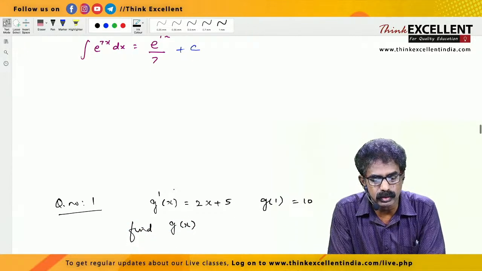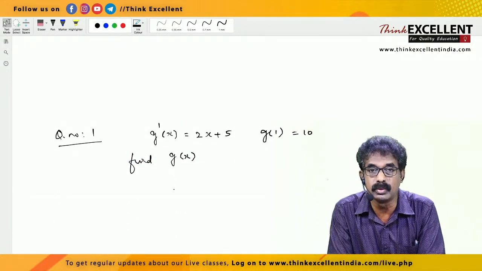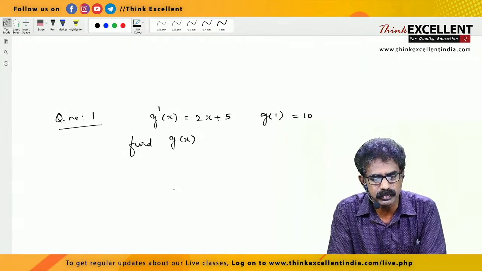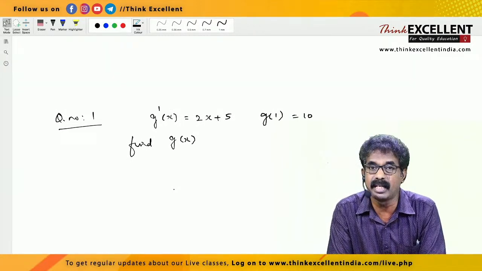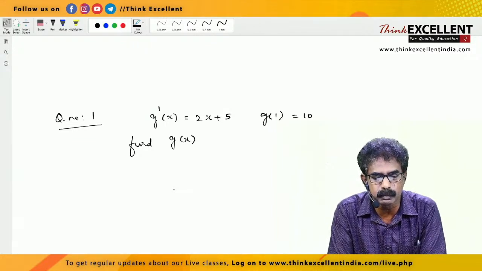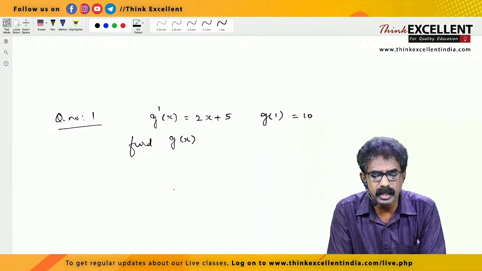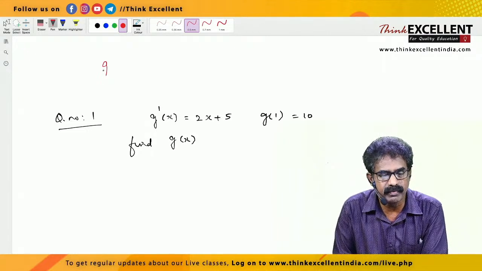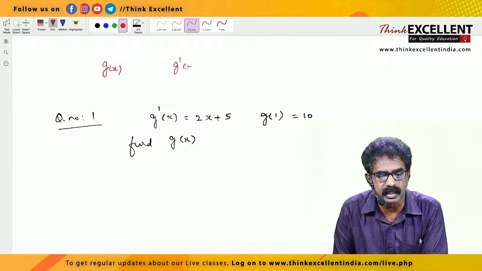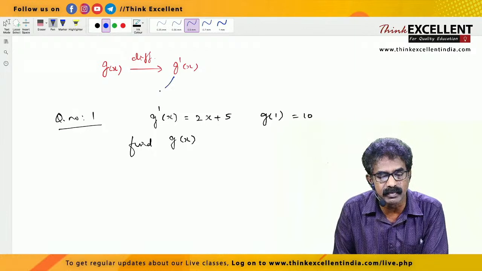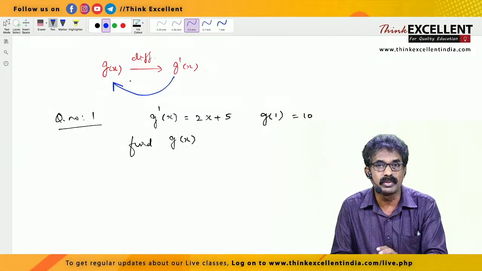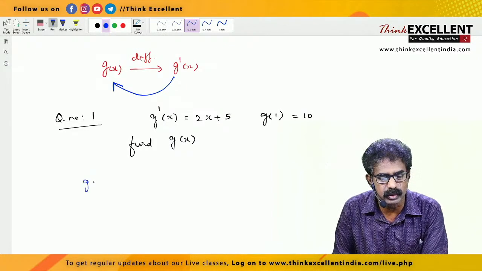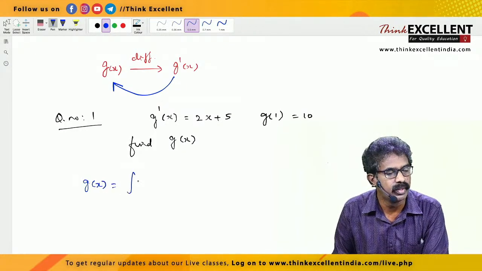The first one, question number 1, is exactly related to what we studied last class, just to recall. g dash x, the derivative of g, equals 2x plus 5, and g of 1 equals 10. The question is to find g of x. If g of x is given and they ask to find g dash x, you have to differentiate. But here g dash x is given and they ask to find g of x, so you have to integrate it. So g of x is equal to the integral of 2x plus 5 dx.